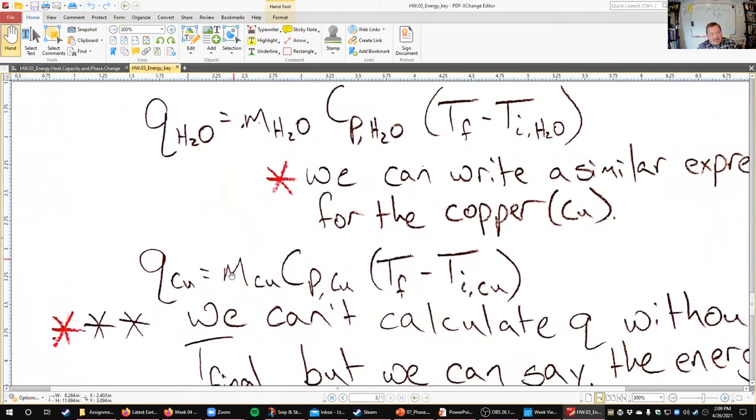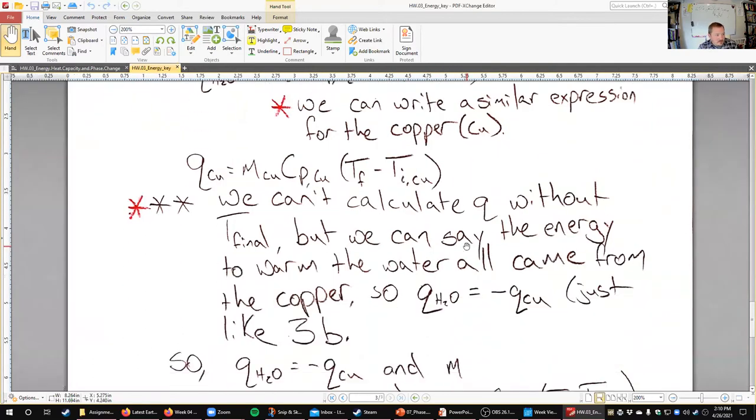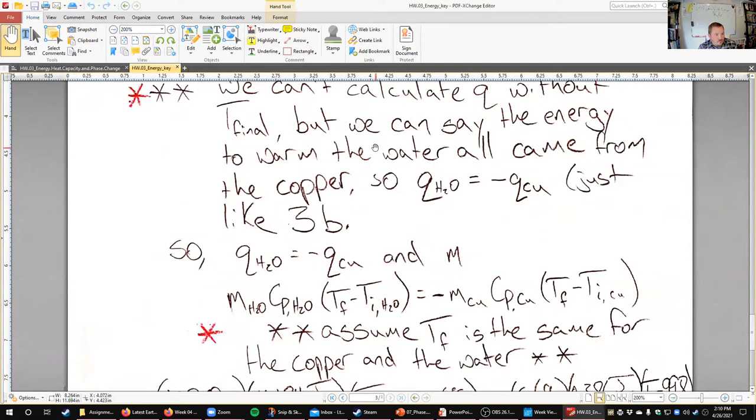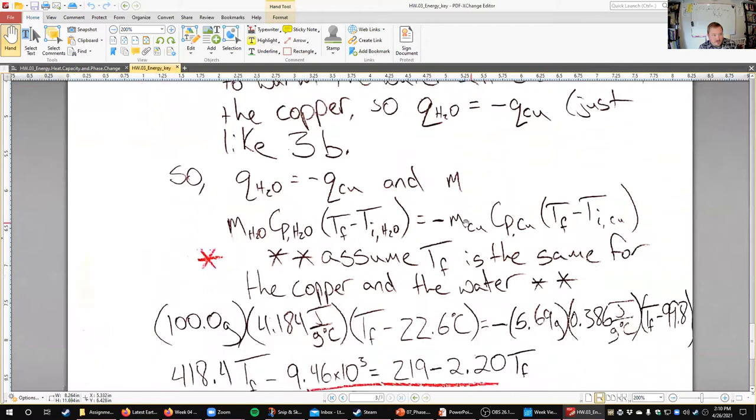Once we have these two equations written, the trick is saying, well, we can take one of them and set it equal to the other. We have all of these numbers except for TF. TF is the only one of these numbers we don't have from the problem. So we can say Q for the water equals negative Q for copper, just like in 3B.